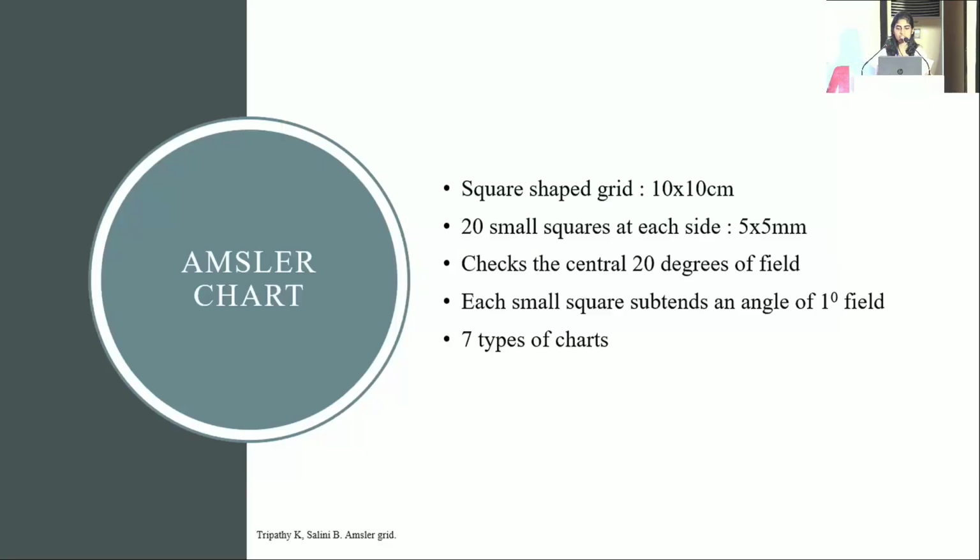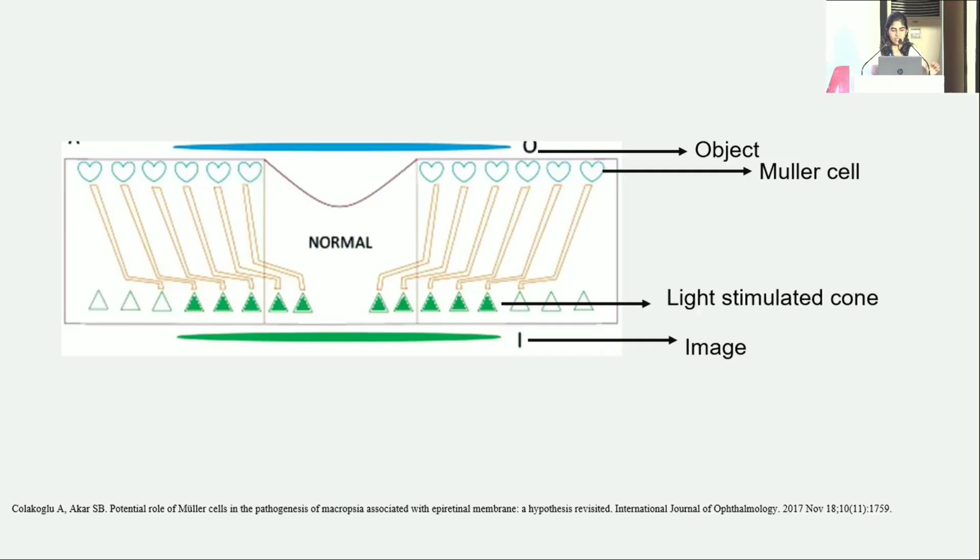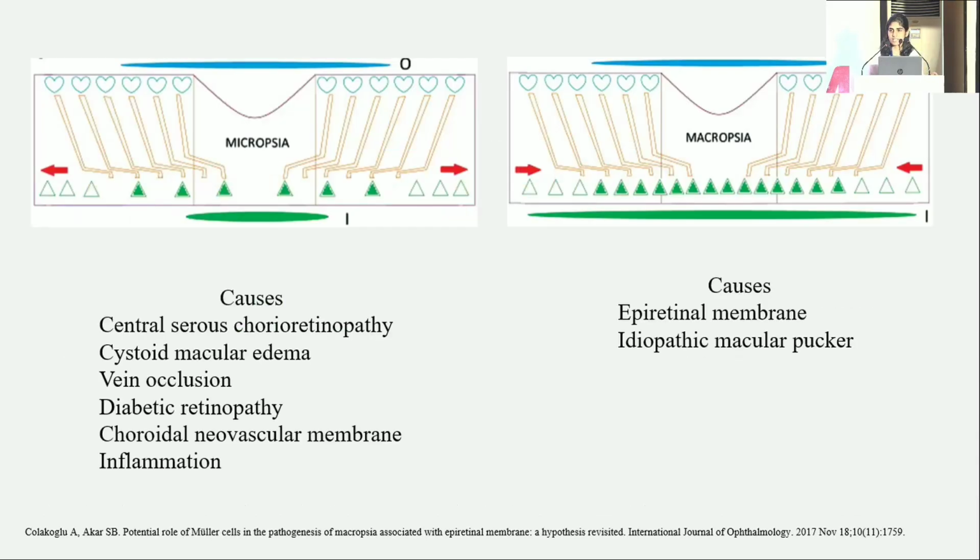Amsler's grid helps us to check the central 20 degrees of the field. Each small square subtends an angle of 1 degree of field when it is kept at a reading distance of 30 centimeters. Normally when light from an object falls on the fovea, a corresponding number of cones are illuminated, and the brain perceives the image of the particular shape and size of the object. But in cases such as central serous chorioretinopathy and central macular edema, there is a dispersion of the cones at the fovea. So fewer cones are illuminated, and the brain perceives the image to be smaller than the object, and this is called micropsia.